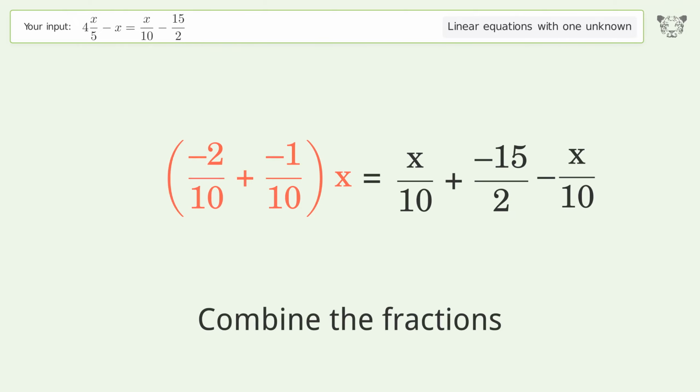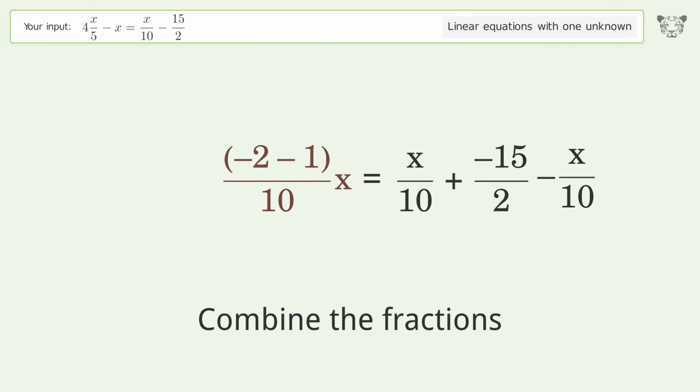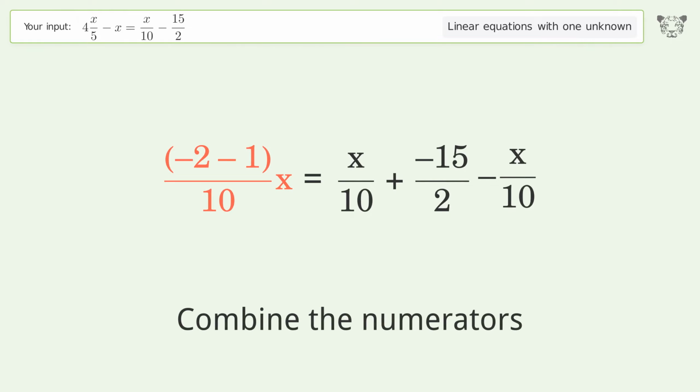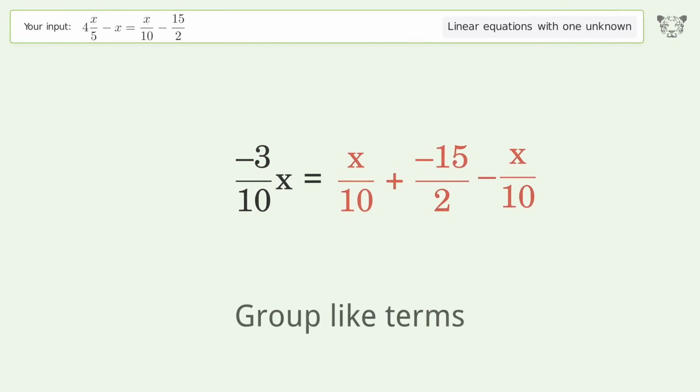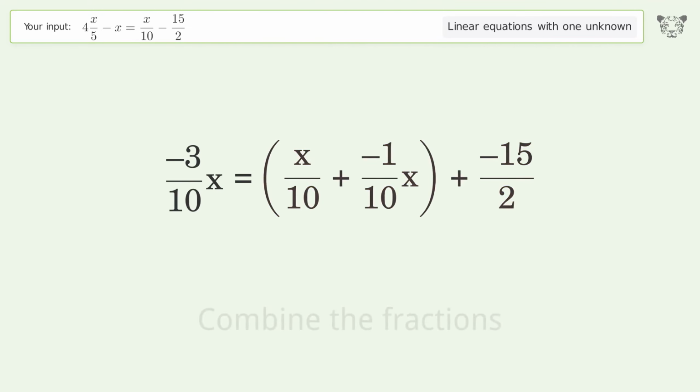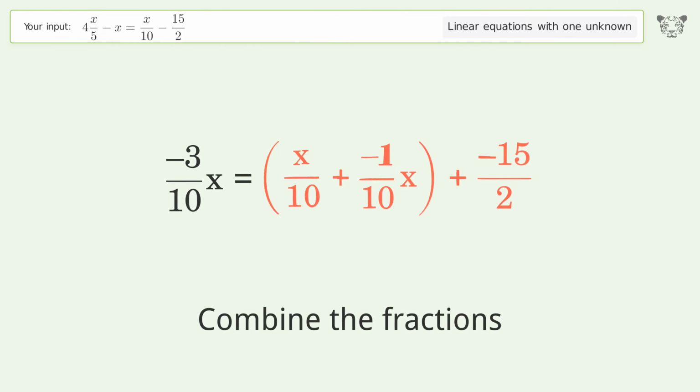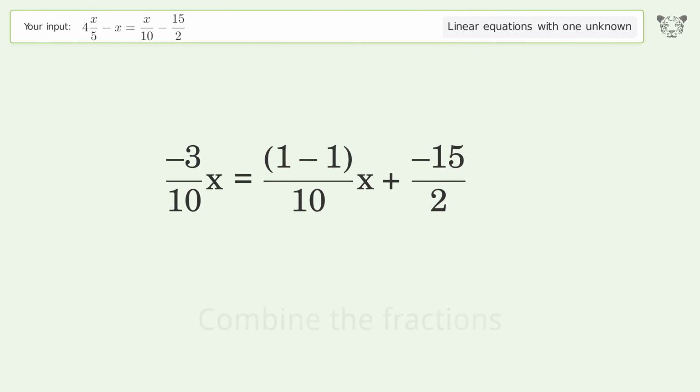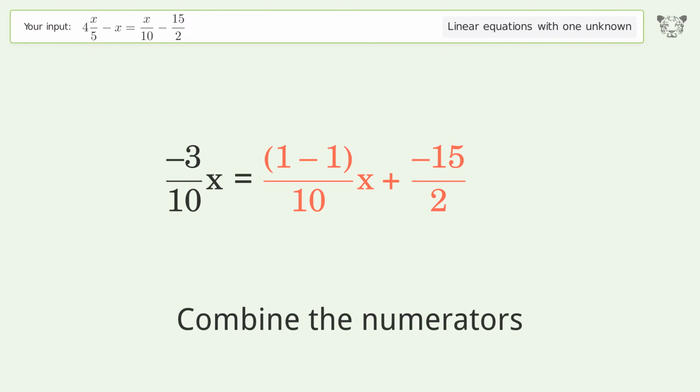Combine the fractions. Combine the numerators. Group like terms. Combine the fractions. Combine the numerators.